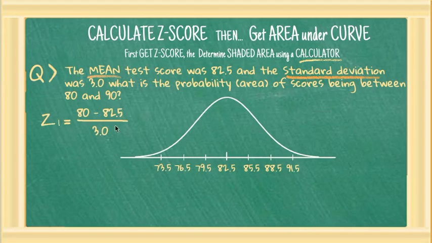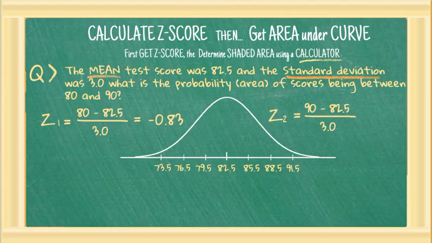Well, I need to get a z value for each of those, which is in measurements of standard deviations. So the number minus the mean divided by the standard deviation of 3. So our first one on the left for the 80 is negative 0.83 deviations. So not quite a whole deviation, but it's going to be almost 1 deviation to the left of the mean.